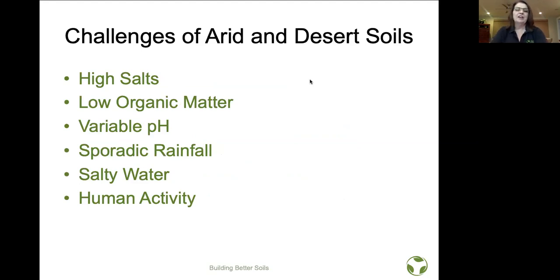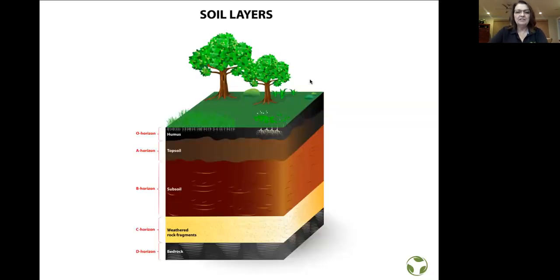So here are the challenges that we have in arid and desert soil. We're not a desert, but we're definitely arid. We have high salts, we have low organic matter, and we have variable pH. We have some high pH soils, especially in the mesas, which we'll talk about, but we also have really low pH soils. We have sporadic rainfall, salty water, and we have a lot of human activity.